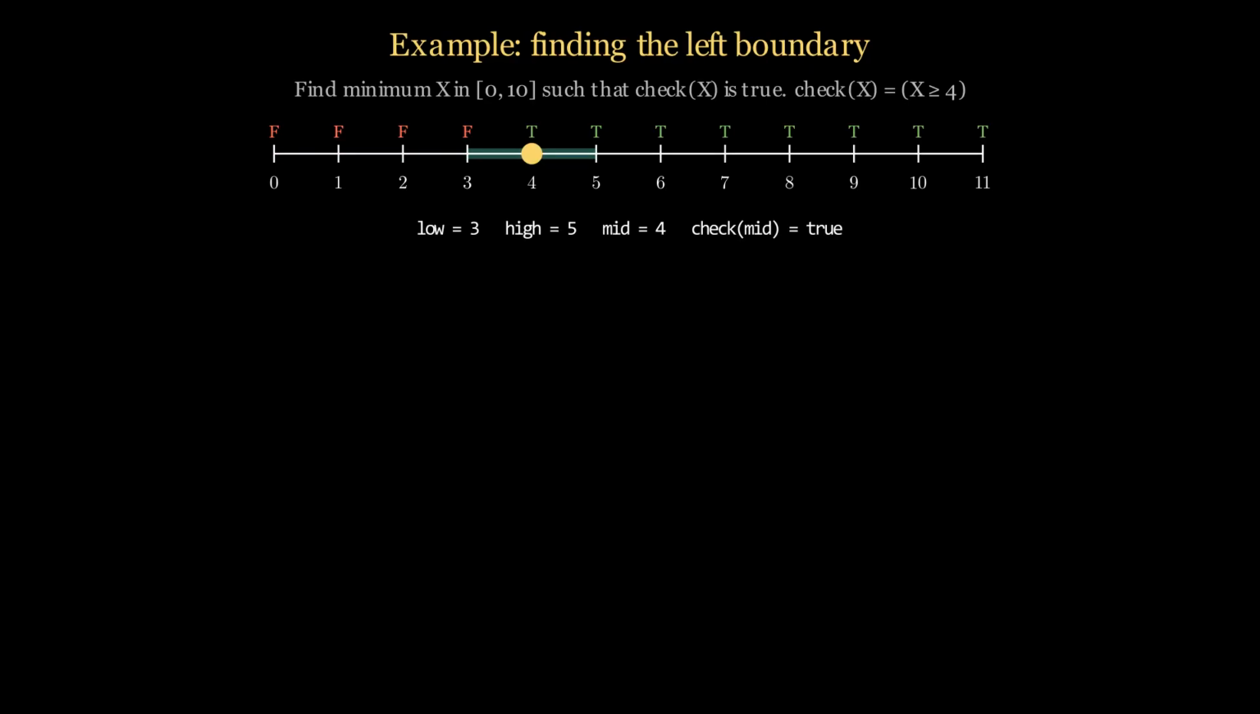Step 3, low is 3, high is 5. Mid is 4. Check of 4 is true, so we set high to 4. Step 4, low is 3, high is 4. Mid is 3. Check of 3 is false, so we set low to 4. Now low equals high, so we stop. The answer is 4, the smallest x in the range for which check of x is true.